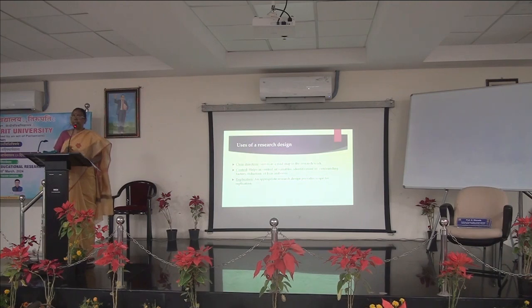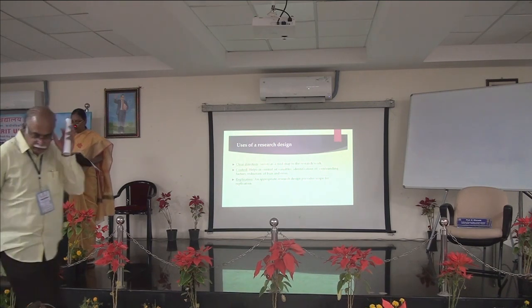We call them independent variables or predictor variables. And dependent variables are the outcome. What do you want to measure? The academic achievement or performance or any other aspect you want to measure, that is the outcome or dependent variable or criterion variable. So these variables can be controlled by designing properly.